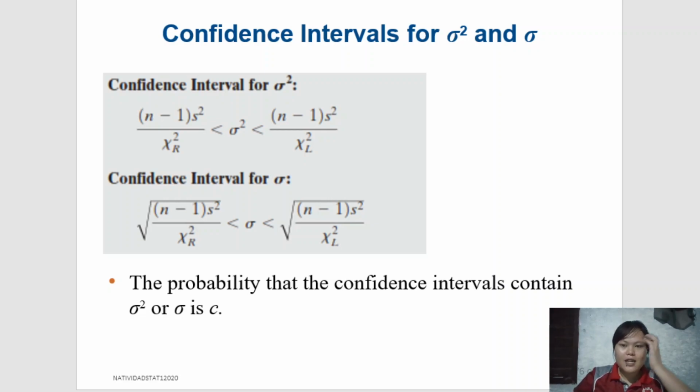So, please note that you need not memorize the formula for the confidence interval for the standard deviation, because it's just the same as the interval for the variance except that it has a square root. Okay, but it's generally the same. So you can just memorize the formula above. So let's try it on this example.